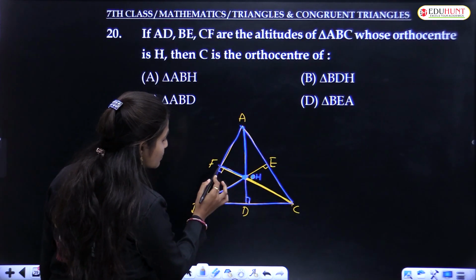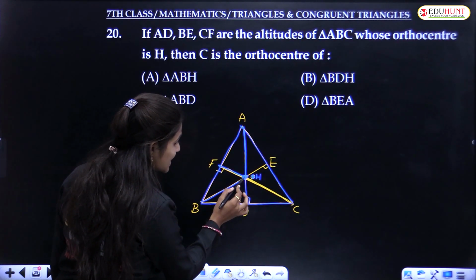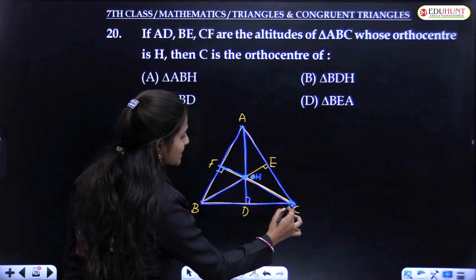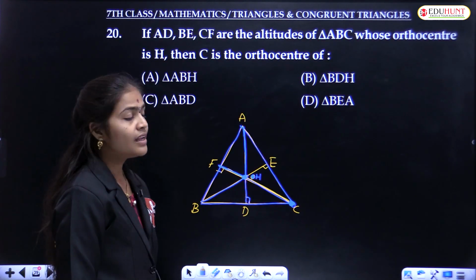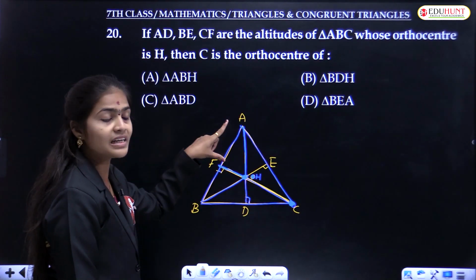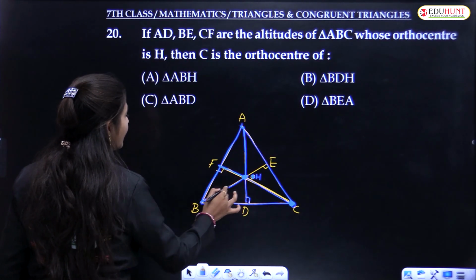Okay, and this is one of the altitudes from that vertex H, no? So this also joins with that point C. Okay children, now we can say that C is the orthocenter of the triangle ABH.